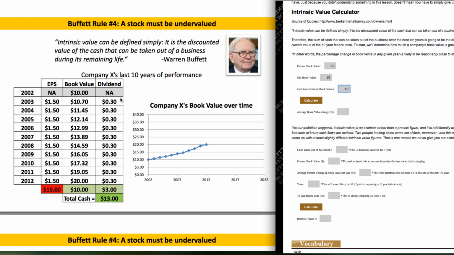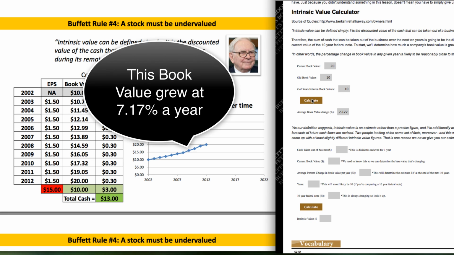Now, if you look up there, there's 11 numbers, but there's only 10 years of growth between them. So if you had 10 numbers up there, you would only use 9 years right here. So when we hit calculate, it shows you that the average book value change was 7.17% a year. So that book value, when we went from 10 up to 20 over a 10-year period, was growing at 7.17%.